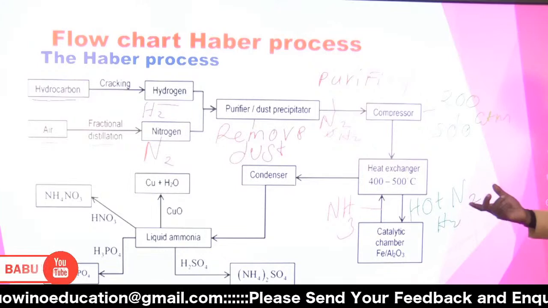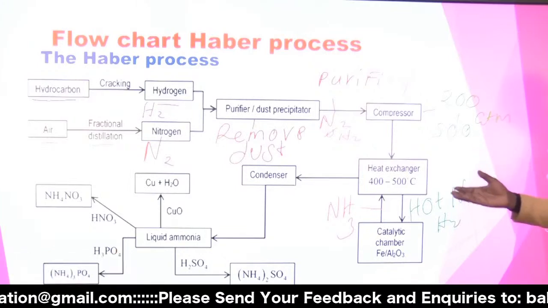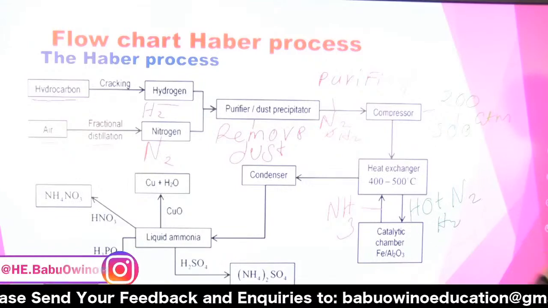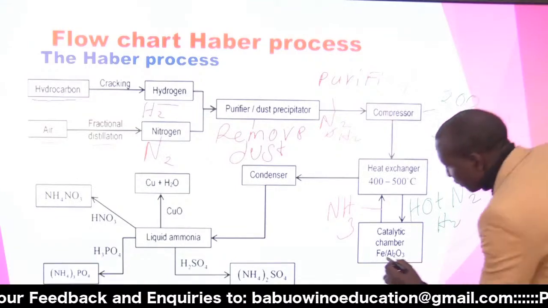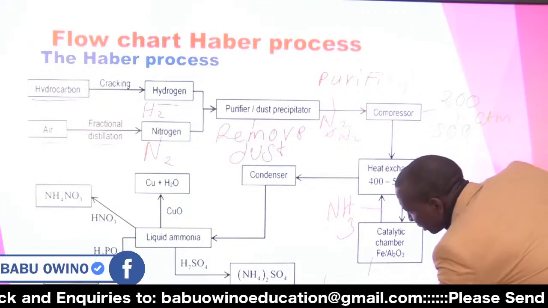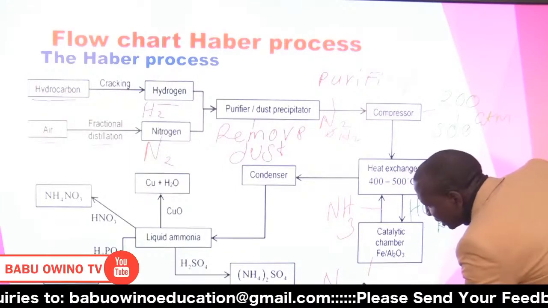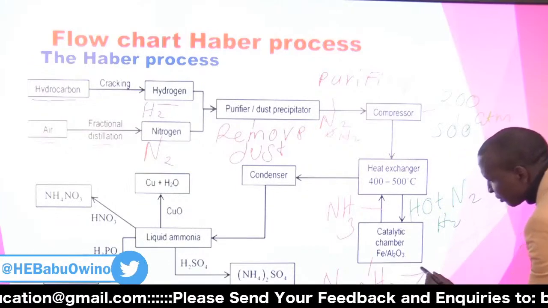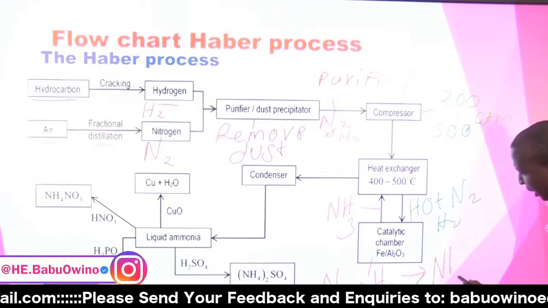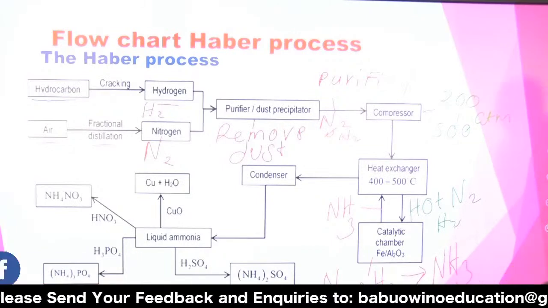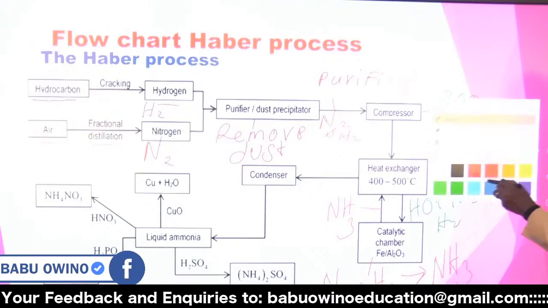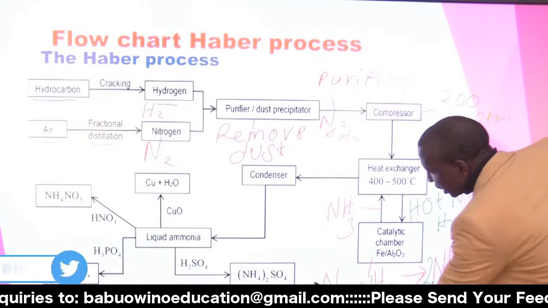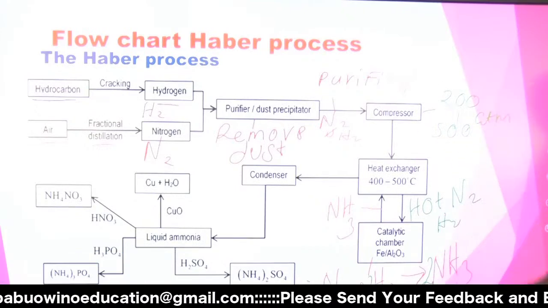So at the catalytic chamber, all the necessary conditions have been met. The gases have been purified, they have been compressed, they have been heated to acquire the required temperature. Now we have the catalyst and we have the promoter. So the reaction occurs there. The nitrogen reacts with the hydrogen to form ammonia. This is where the real reaction takes place, to form the ammonia gas.